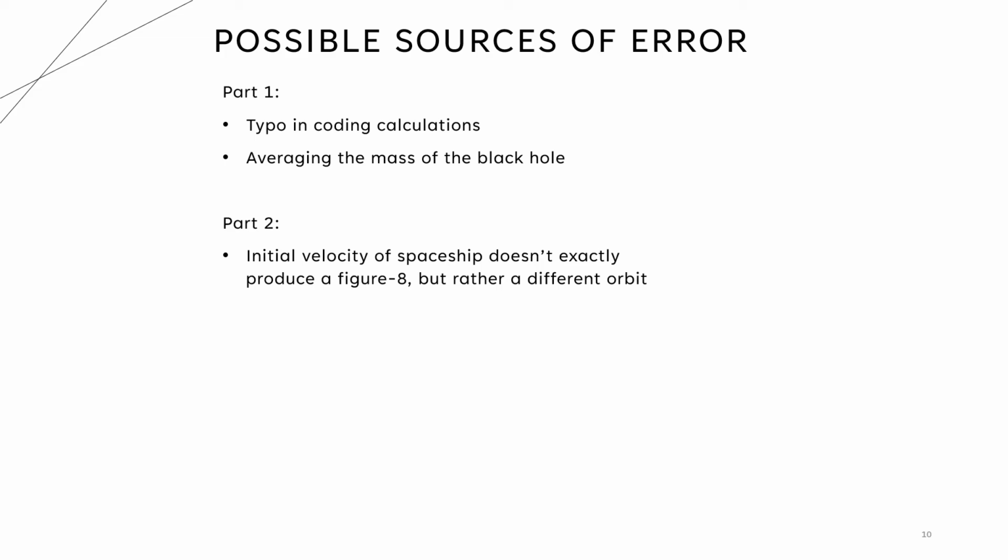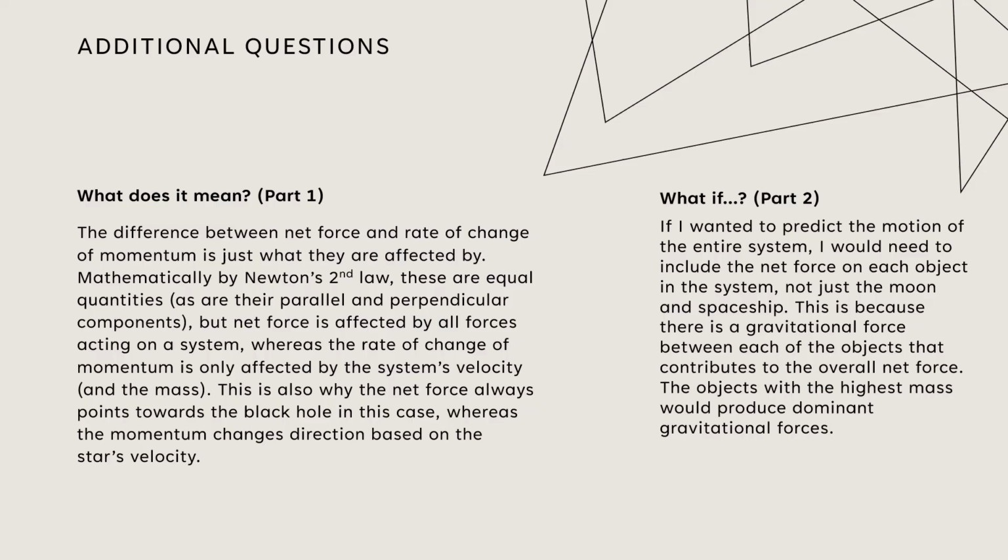Additional questions. What is the difference between the net force and the rate of change of momentum? It is just what they're affected by. Mathematically, they're equal quantities, and so are their parallel and perpendicular components, but net force is affected by all the forces acting on a system, whereas the rate of change of momentum is affected by the system's velocity and mass. And this is why the net force always points towards the black hole in this part of the lab, whereas the momentum changes direction based on the star's velocity.